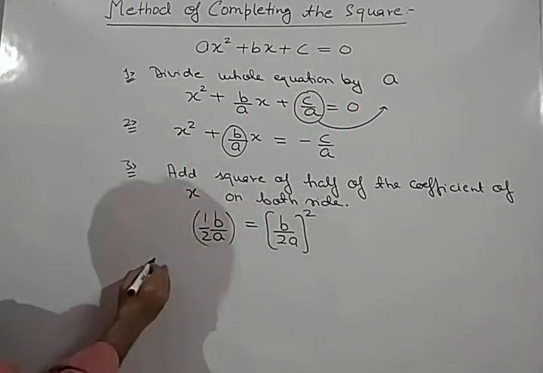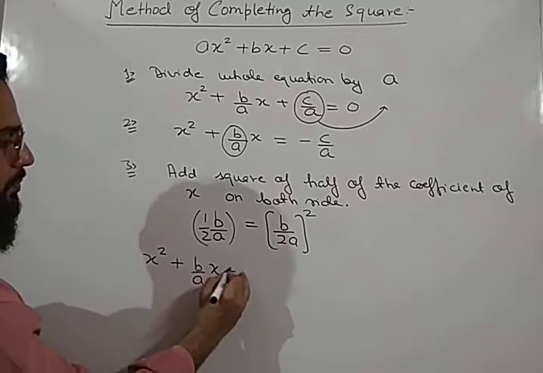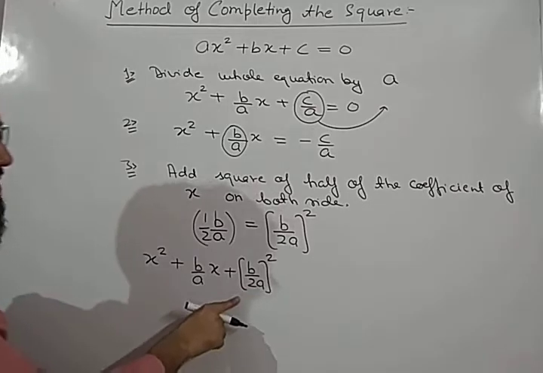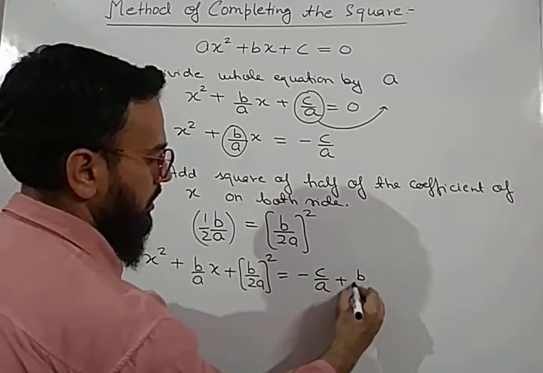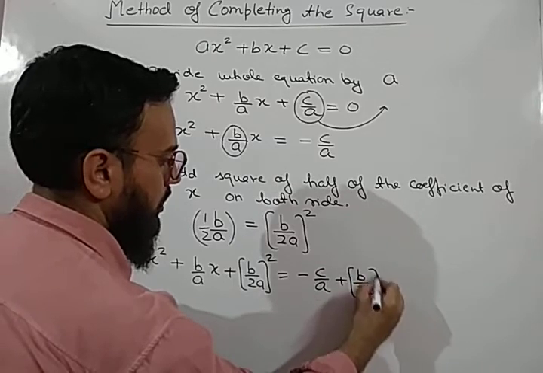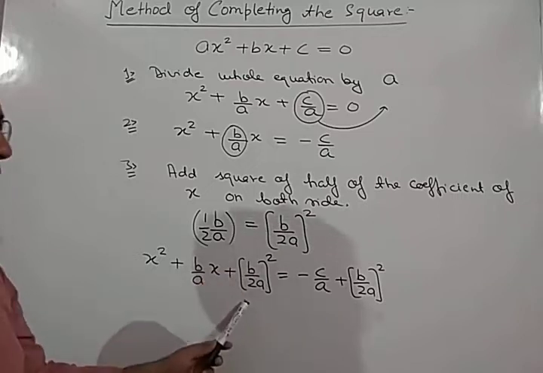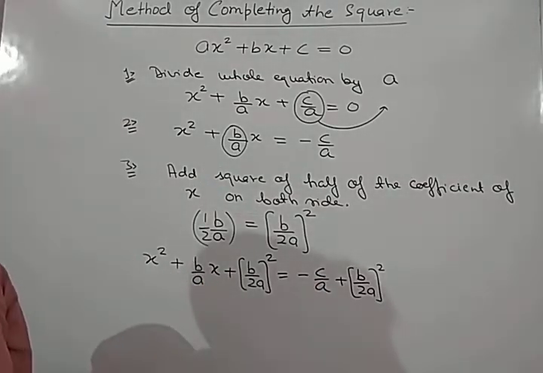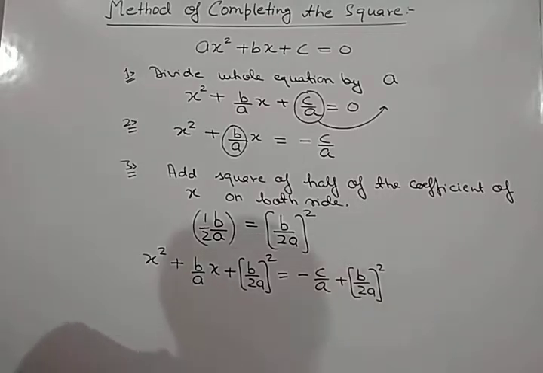So we will get x square plus b by a x plus b by 2a whole square, which we have added on the left hand side, is equal to minus c by a plus b by 2a whole square. So this term is added on the left hand side as well as on the right hand side. Clear? Now it will form a perfect square. So how will it form a perfect square? Let us solve it. First note it down.